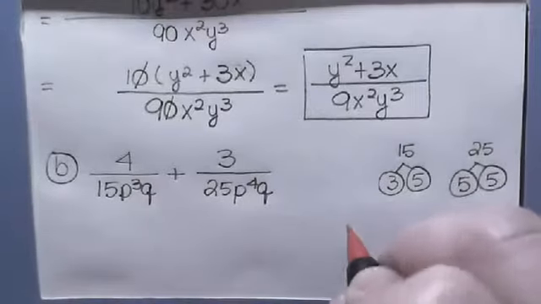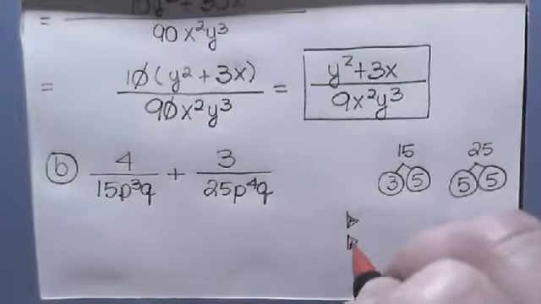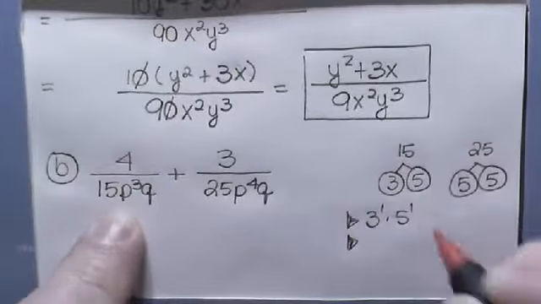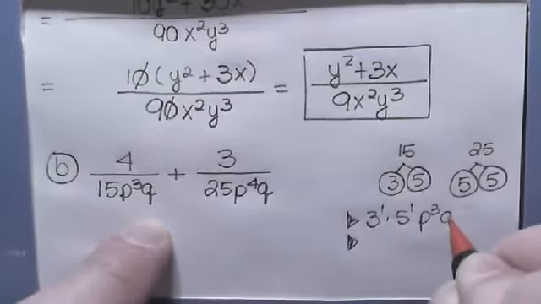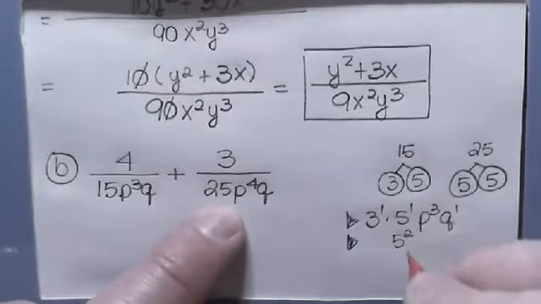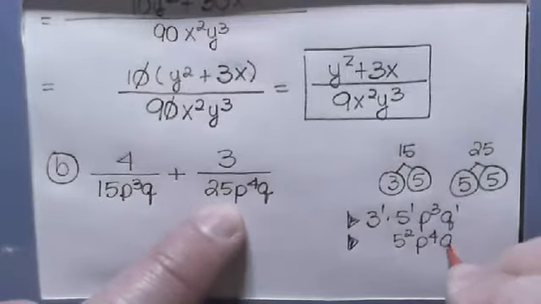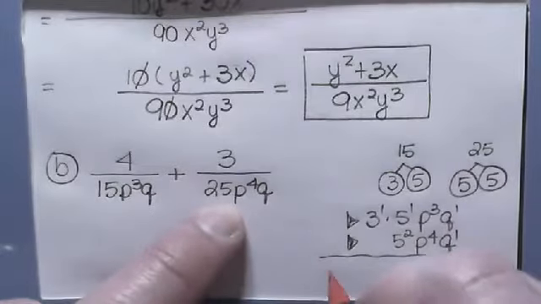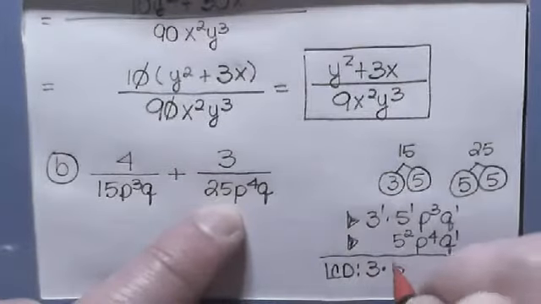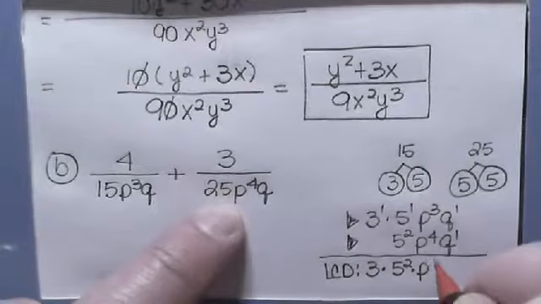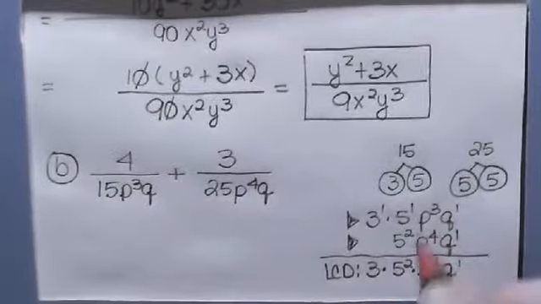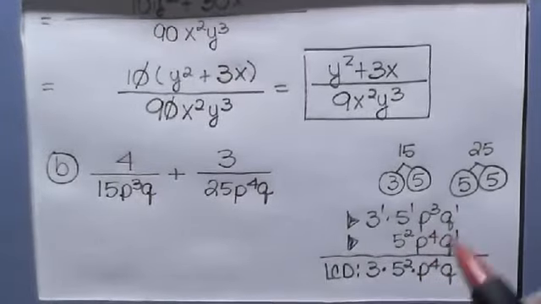Okay, now let's find the common denominator. So the first denominator will be 3 to the first times 5 to the first. We have p to the third and q to the first. On the second denominator, I have 5 to the second, p to the fourth, q to the first. My LCD is 3, 5 to the second, p to the fourth, q to the first. Basically, I'm copying all the factors and using the highest exponent.